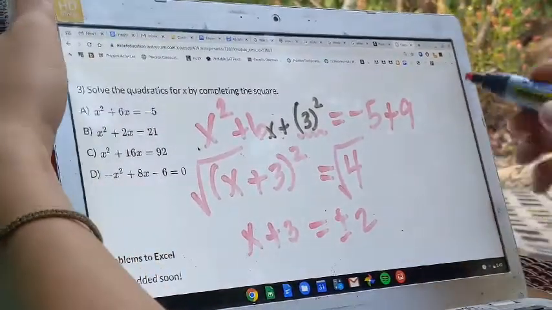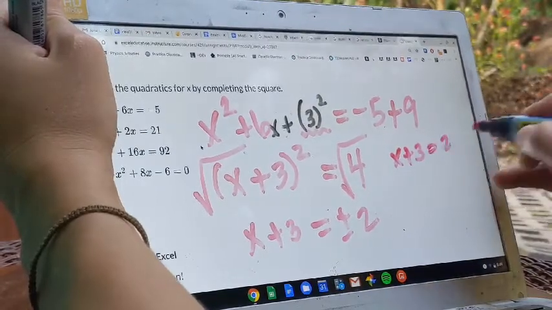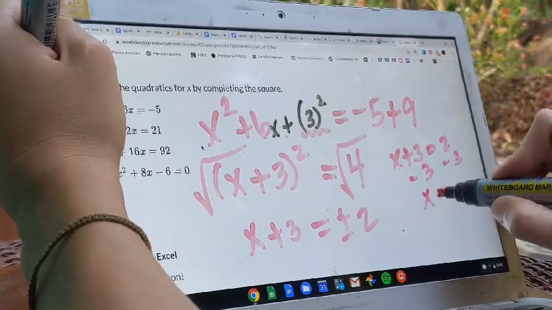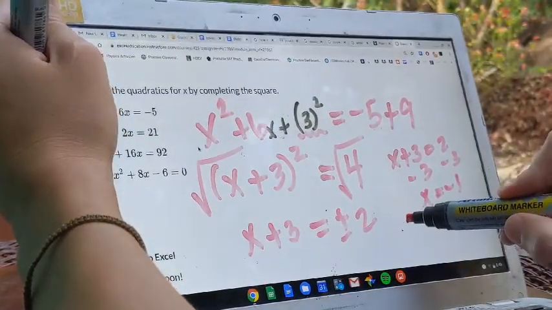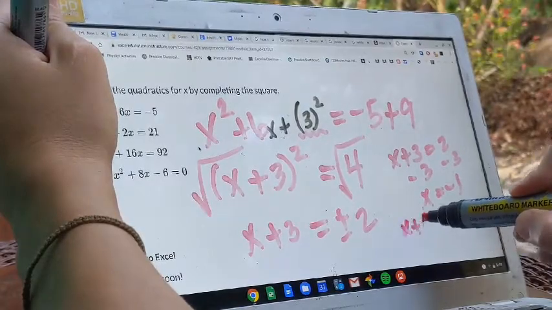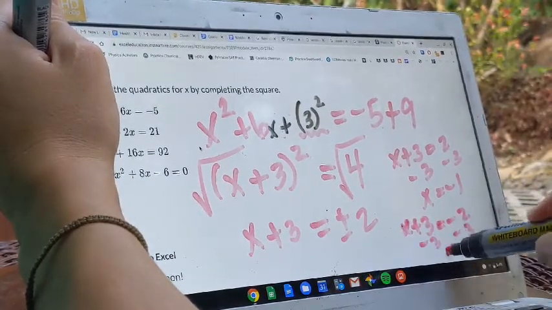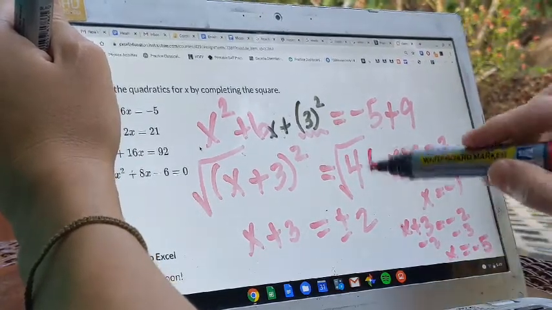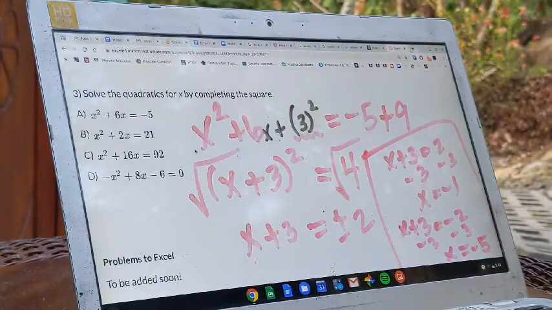So the first answer is going to look like this. It's going to be x plus 3 equals positive 2. So minus 3, minus 3. So x is going to be negative 1. And I'm going to have to write even smaller. X plus 3 equals a negative 2. Minus 3, minus 3. X will be negative 5. Okay, that should be consistent with what we got when we factored it. And I think it is.